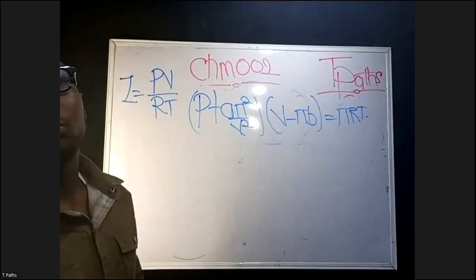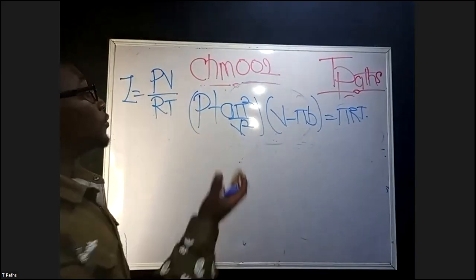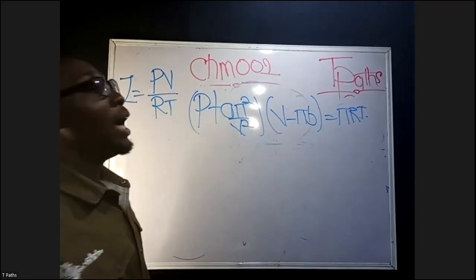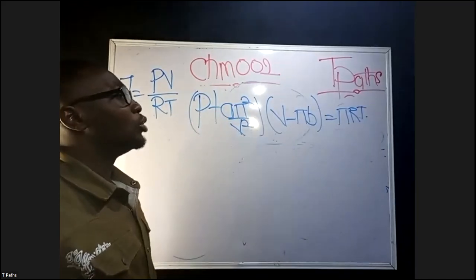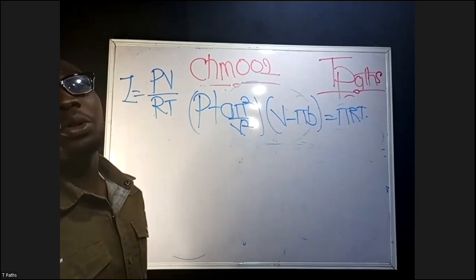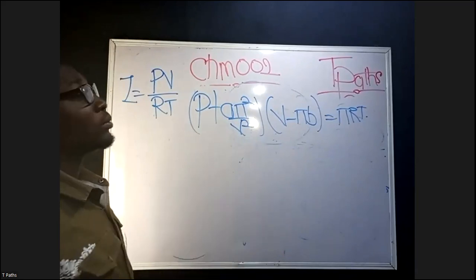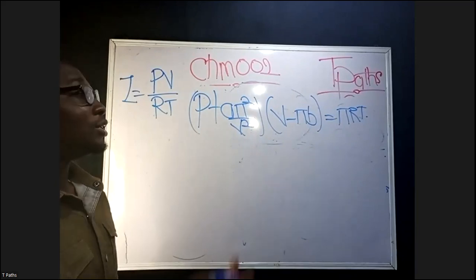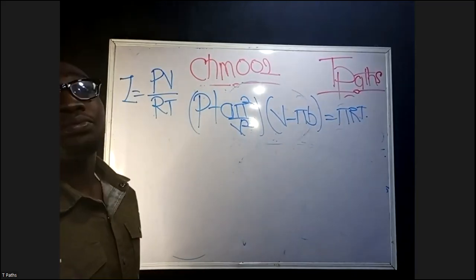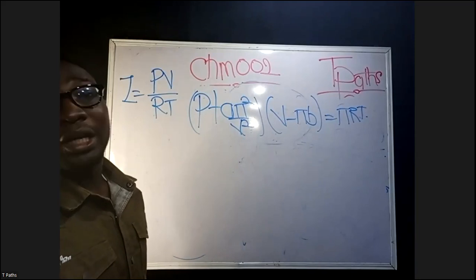Number of moles. V, volume. N, number of moles. Why B? B is the correction of the magnitude of the negligible volume of the molecules. N again is number of moles. R is the gas constant. And T is what? Temperature. Very good. I give you full marks.